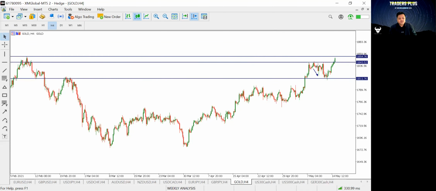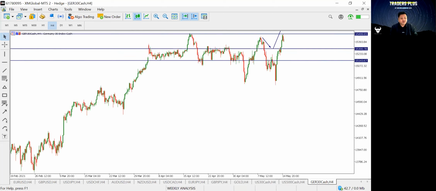Ayun na. It was a resistance here and could be a resistance again right now. Alright? So, again, my bias for gold for the week, sell bias. Okay? For the week. Okay. So, let's see our stock market indices. So, let's start with the GER30, one of my favorites. This is the DAX. Alright.